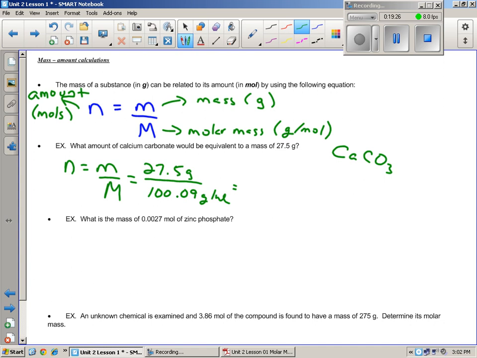27.5, and you know that brings us back. If you don't reduce, what happens? You actually end up with twice as much as what you're supposed to, right? And that's bad, because you're going to get way less moles than what you're supposed to. All right, 27.5 divided by 100.09, and I get 0.2747527, and of course that would be measured in moles.